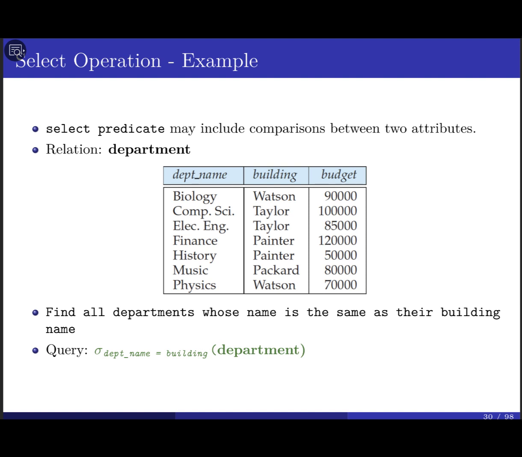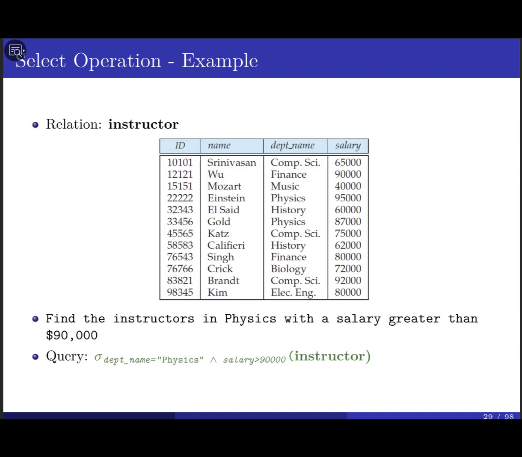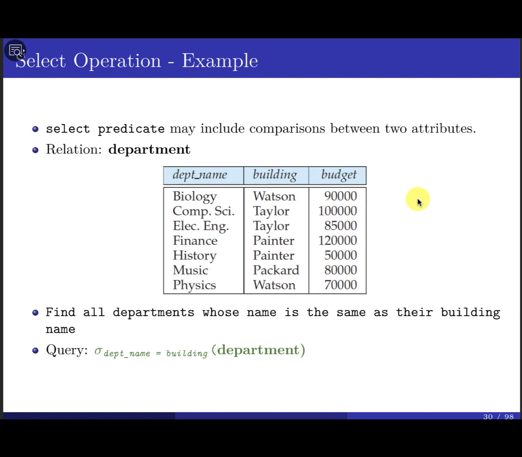Maybe I will ask you, for example, to select. Remember, we said your comparison in the condition may involve comparing an attribute with another attribute, because what we did so far was just compare an attribute with a constant. So I need to compare, for example, attribute with attribute. If I ask you to find the list of all the departments whose name is the same as their building name. It looks like the department name is similar to their building.